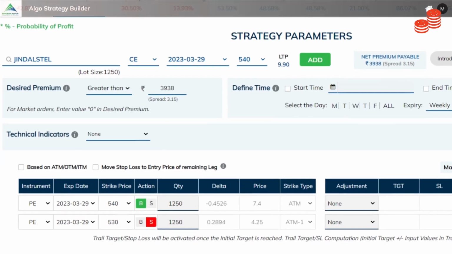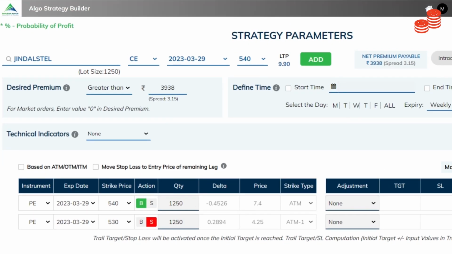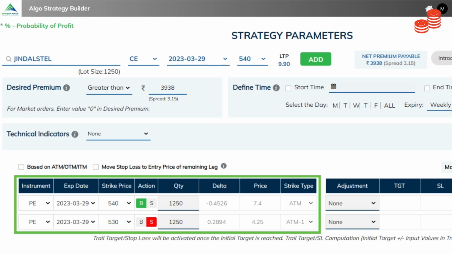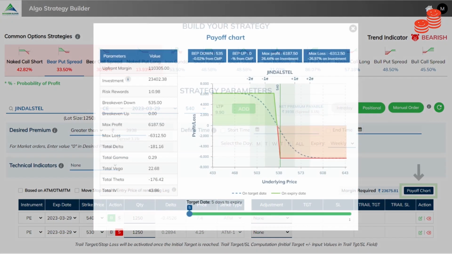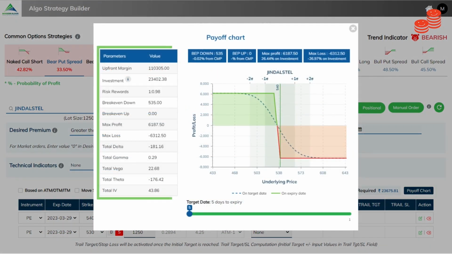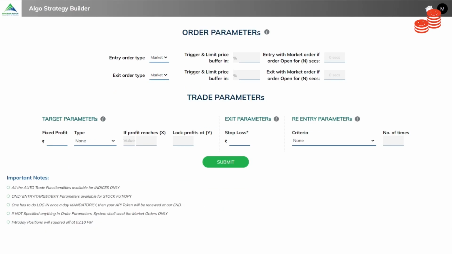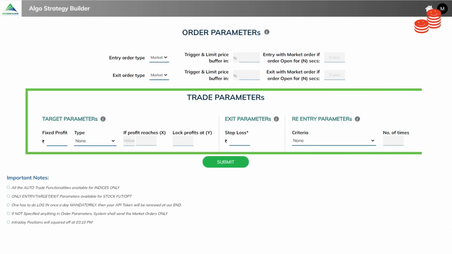Then below, automatically the legs to be entered are shown, wherein we are buying a put option at 540 and selling a put option at 530. Along with it, you can view the payoff chart and parameters like max profit, max loss, among others. Lastly, define the strategy's target and exit conditions for trade management.